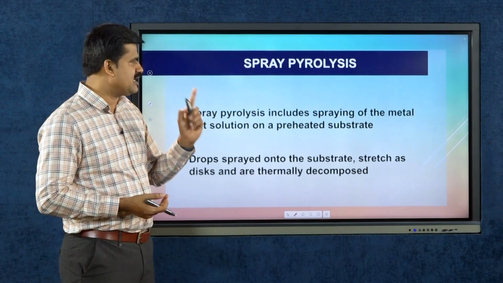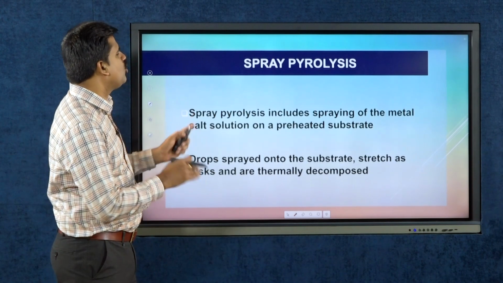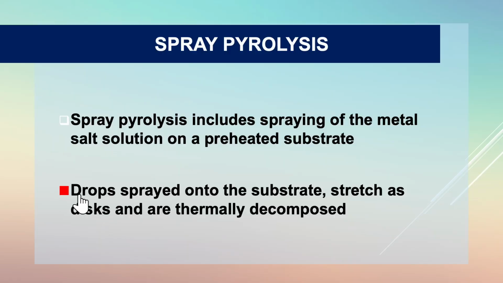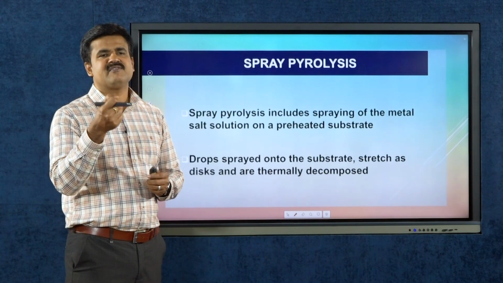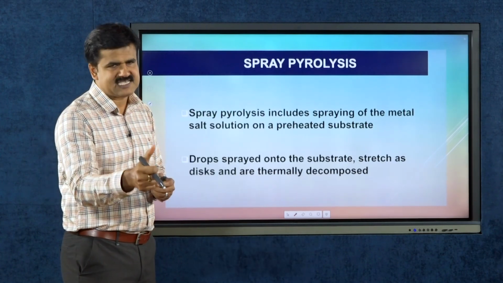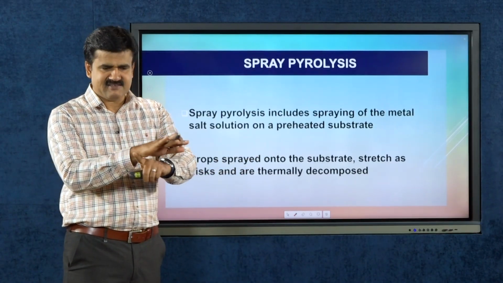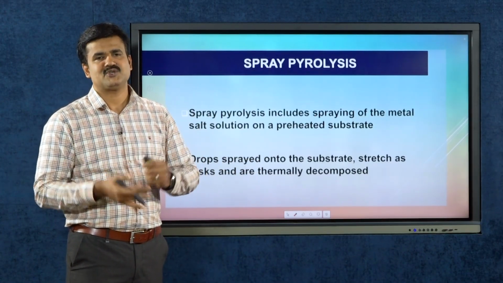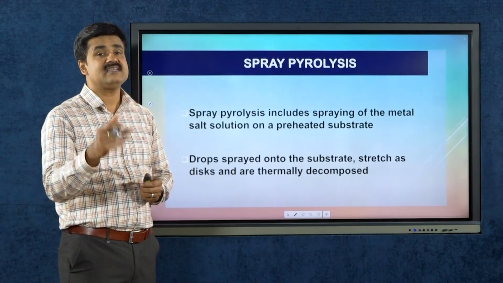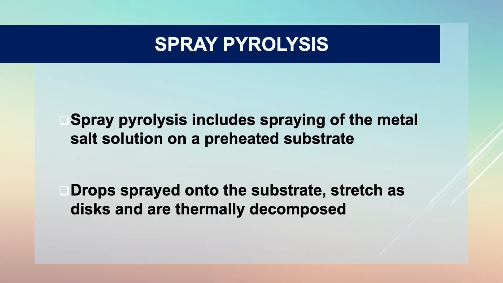It is then evaporated and then decomposed into particles and thin films. Spray pyrolysis includes spraying of the metal salt solution on a preheated substrate; drops sprayed onto the substrate spread as a disk and are then thermally decomposed. So, we are spraying a precursor salt solution into a chamber, and the drops sprayed onto the substrate spread and are thermally decomposed to get the nanoparticles. Pyro means heating, lysis means fission. We are spraying the salt solution first, subjected to pyrolysis, nanoparticles are obtained on the surface of a substrate.